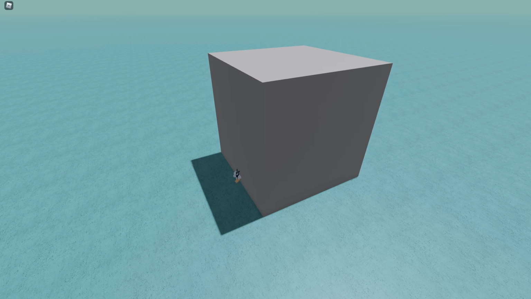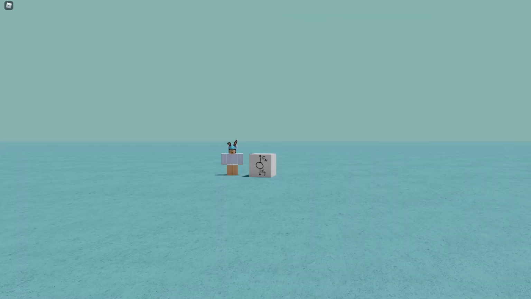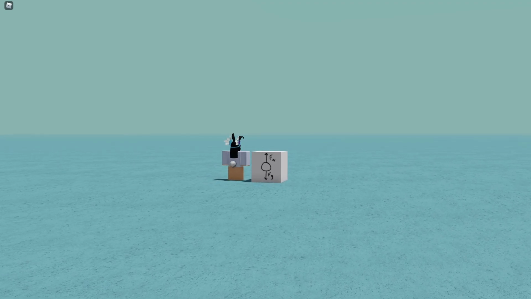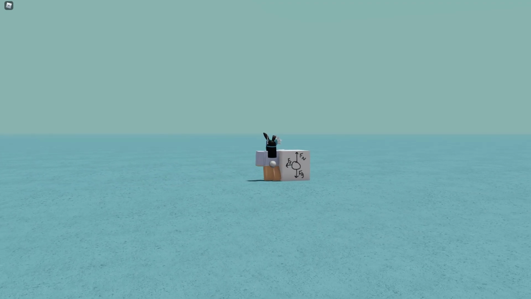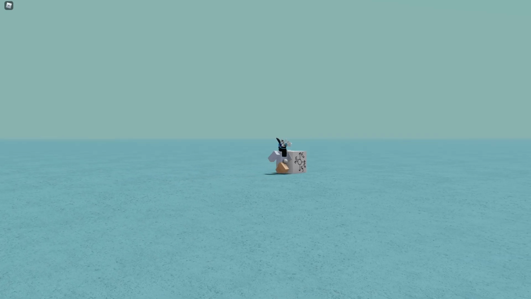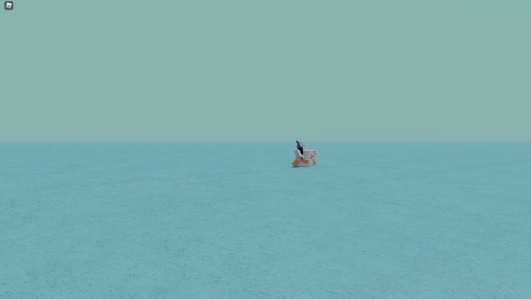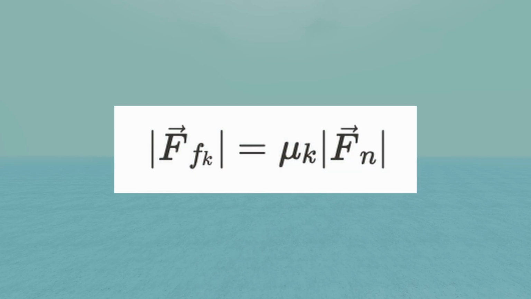There are, however, two types of friction: static friction and kinetic friction. Static friction is the force required to set an object in motion. It will always be less than or equal to the kinetic friction. Kinetic friction is a constant force and is the force that stops the motion of an object. Kinetic friction can be found with this equation.